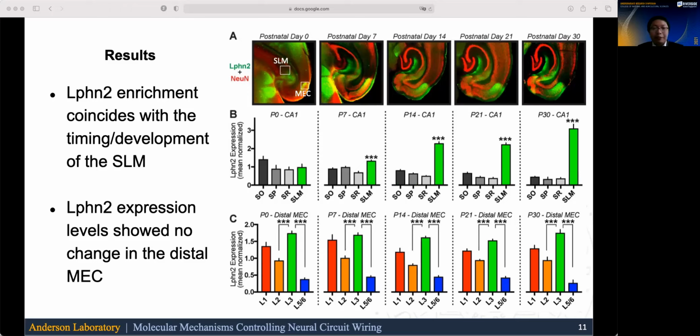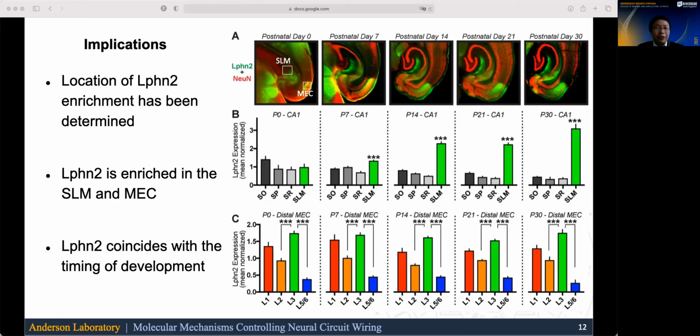So looking at figure A, the white boxes in the figure denote the SLM area of the CA1 region and also the MEC. And this is shown throughout the developmental time span. So we see that latrophilin 2 enrichment changes throughout development at each time point. And as you can see in these graphs, in the CA1 region, we see an increase of latrophilin 2 enrichment across the developmental time span, while in the MEC, the levels of latrophilin 2 enrichment are consistent across development.